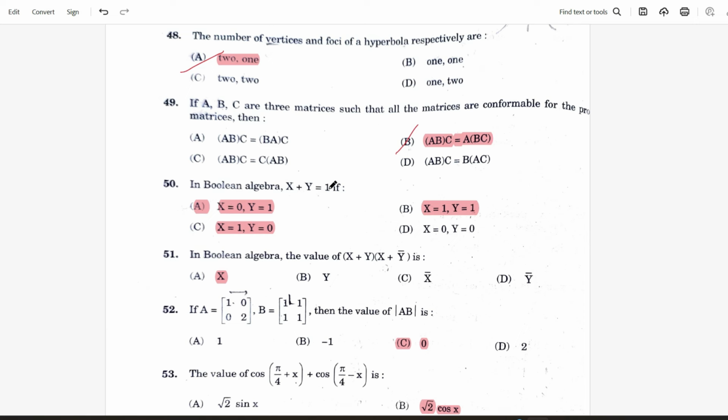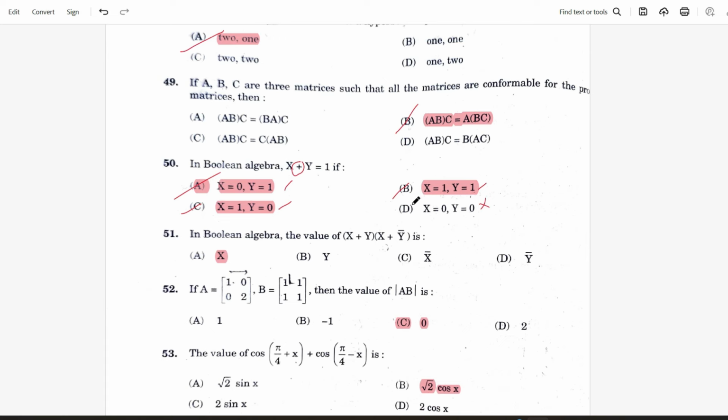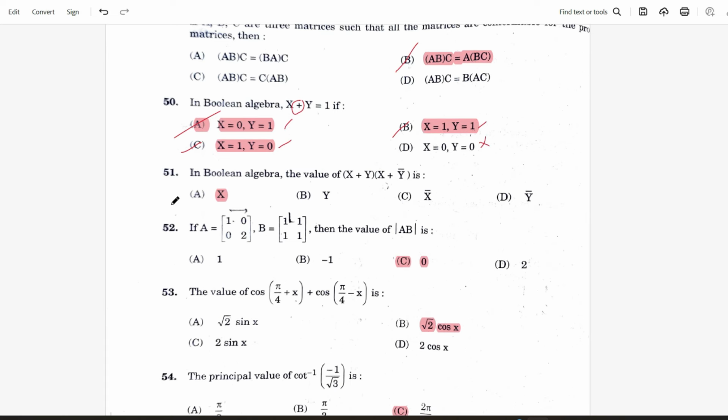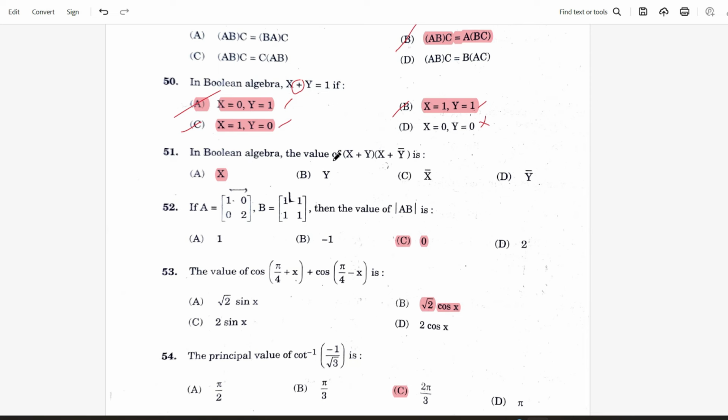If this equation is true: if x is 0, y is 1, it holds, since an OR operation is being performed here. 1 0 is also right, 1 1 is also right, and 0 0 is wrong. So three options are satisfying. Let's see what will happen with this question. There might be a chance of getting grace marks if you attempted it. Then in Boolean algebra, for the value of x plus y times x plus y complement, you can get the answer by giving the values 1 0 or 0 1.